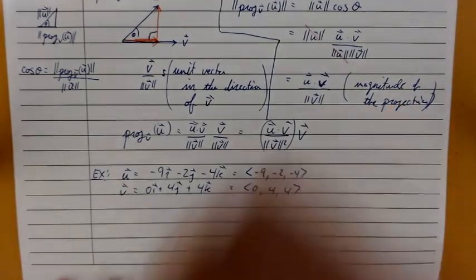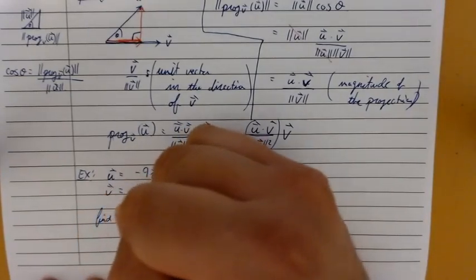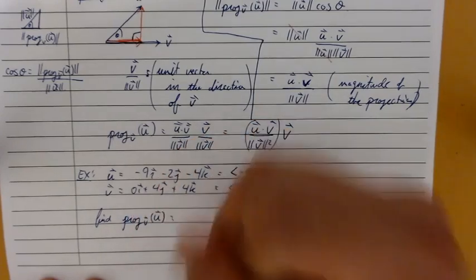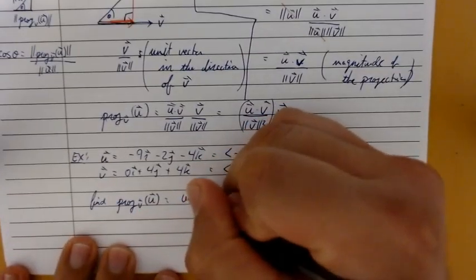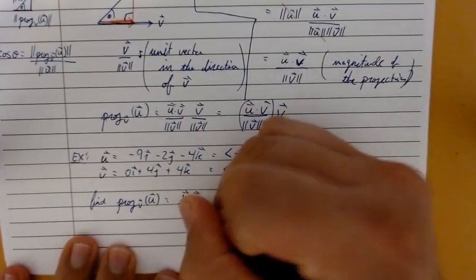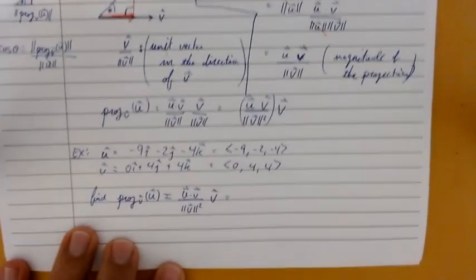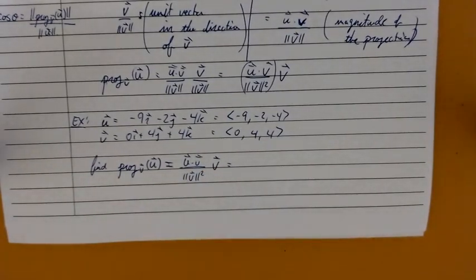All right, so here's u and v. So now the question is, find the projection of u onto v. All right, well, simple enough. We're following this: u dot v over magnitude of v squared times v. So this will be a fairly straightforward application of the result of that theorem. So go ahead and give that a try. Pause the video, take a couple of minutes, and once you're done, go ahead and unpause and we'll confirm the answer together.